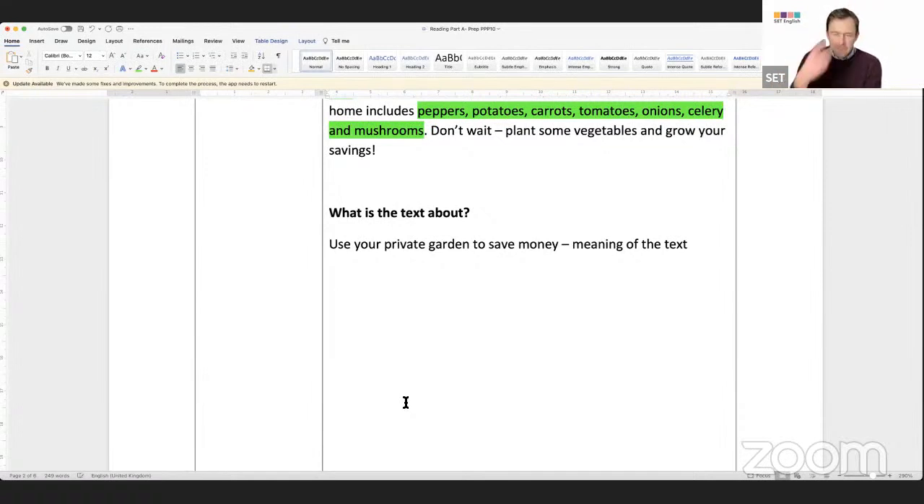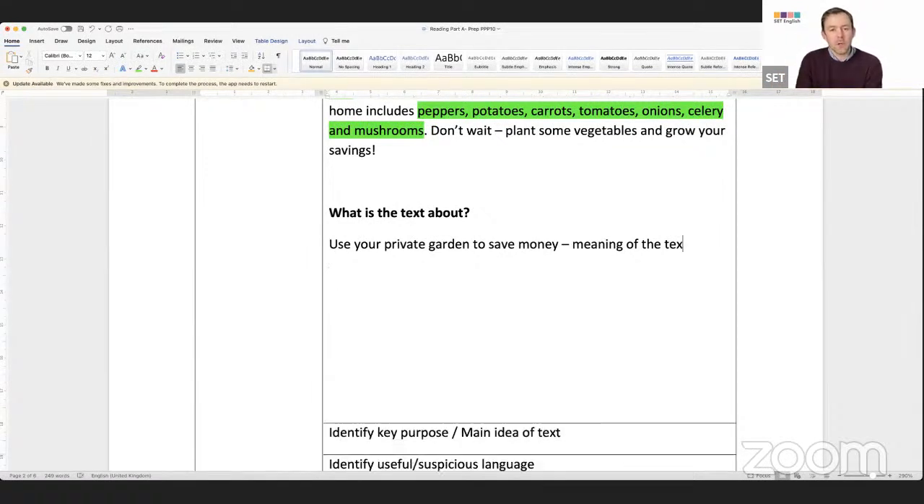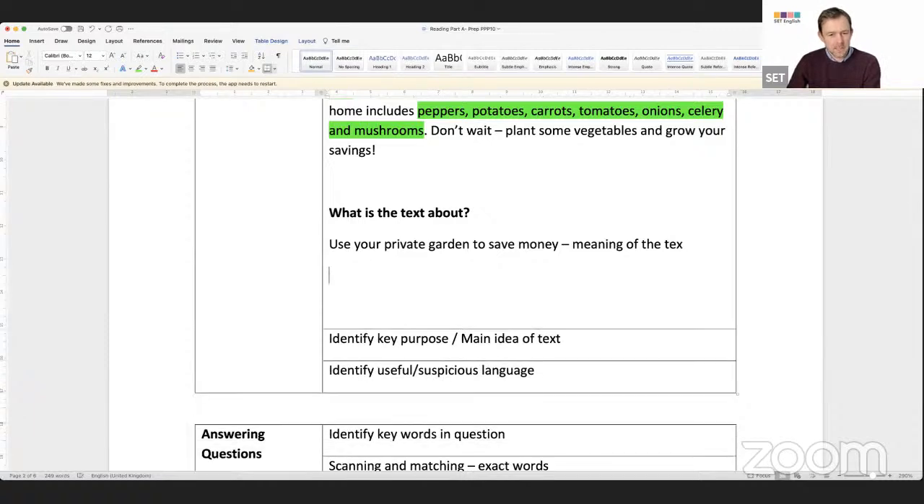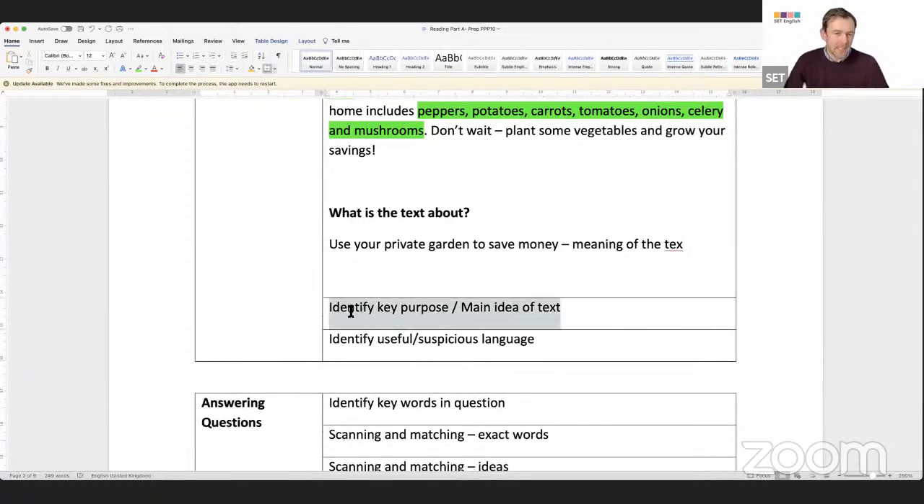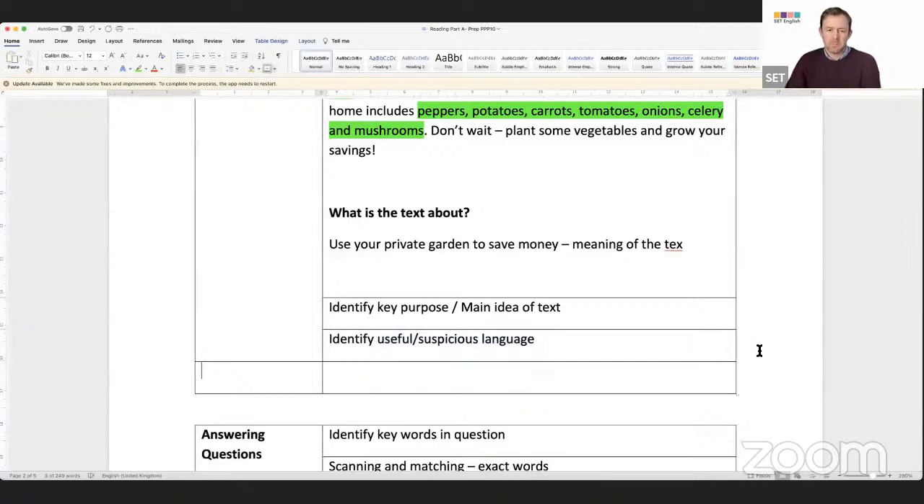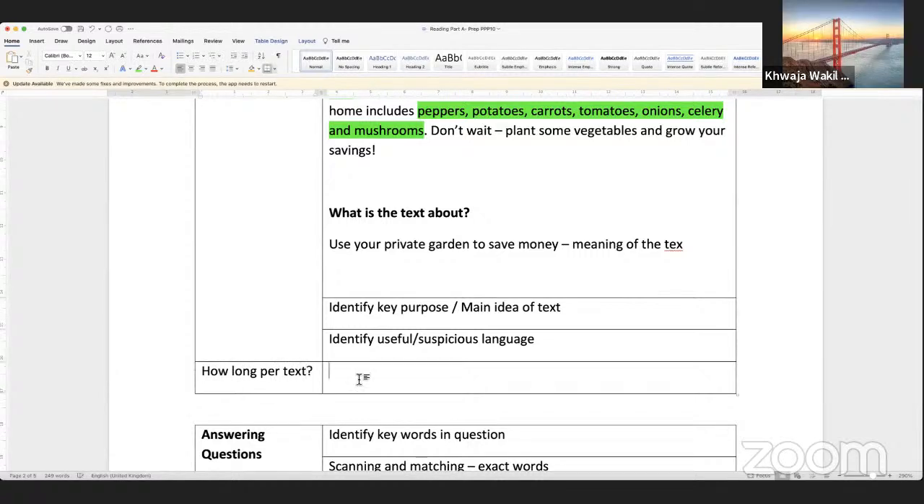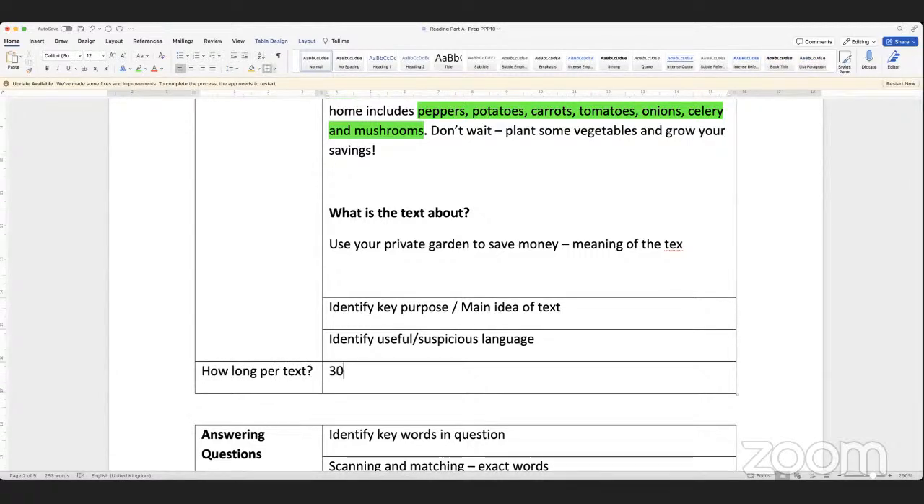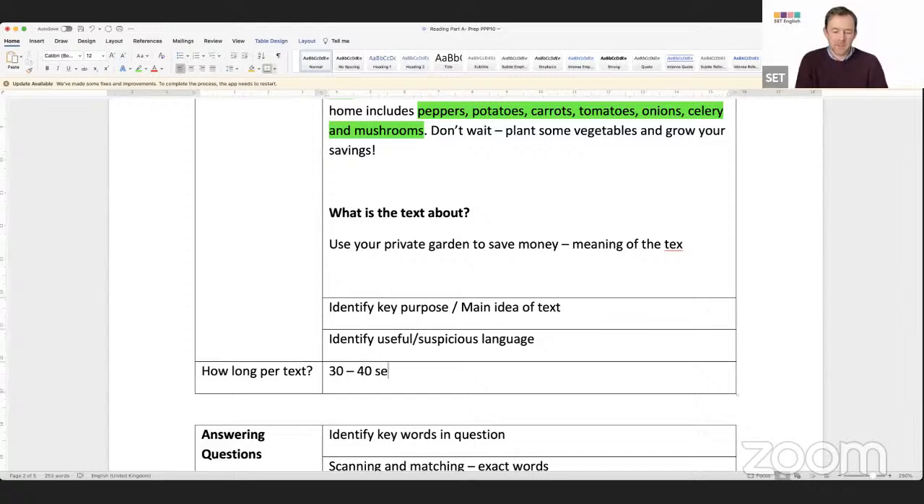it sounds like a lot. It sounds like a lot to do, but you've got to do this, okay? You've got to identify the key purpose or the main idea of the text and identify useful or suspicious language. How long per text? Less than a minute. 10 seconds, I think. Seconds. I'm saying 30 to 40 seconds.